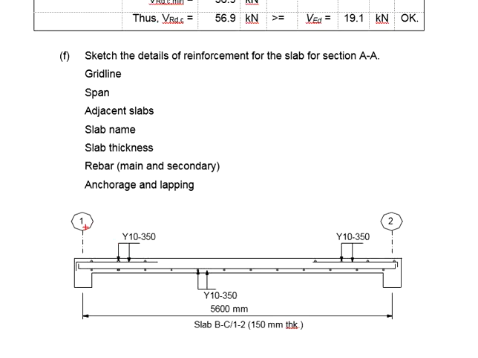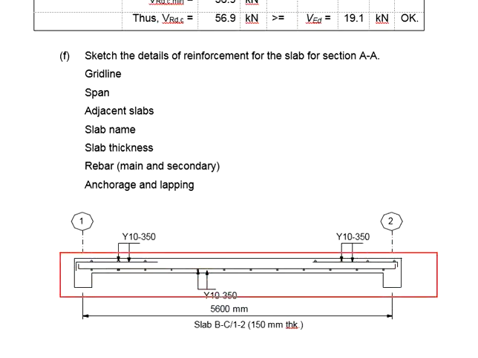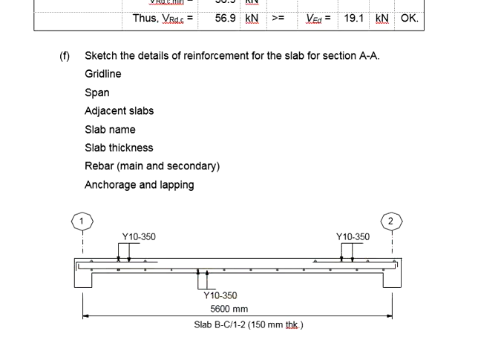That gives you the grid line number 1 to 2. The grid line appears at the mid of the beams. There are beams at both sides without any adjacent slabs. So your slab sections will look something like this. The span of the slab is 5.6 meters.